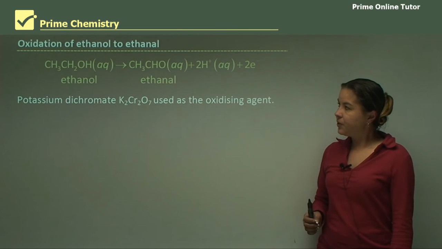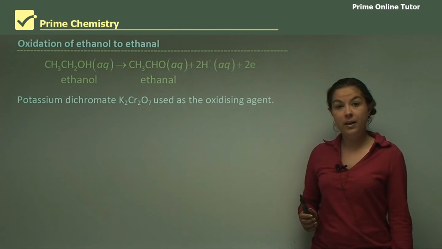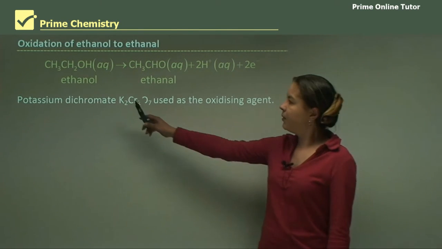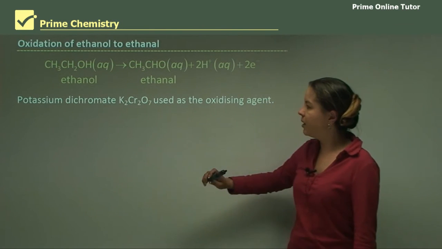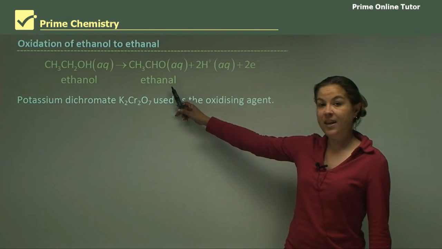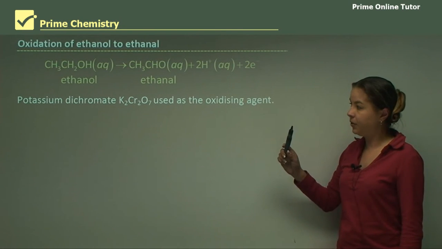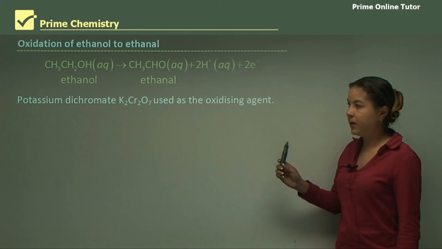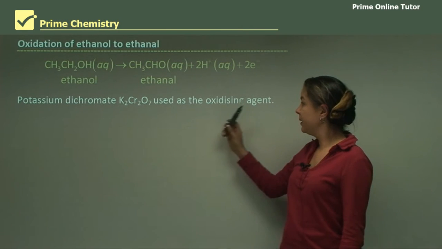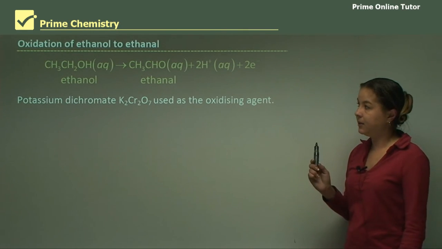So let's look first at oxidation of ethanol to ethanal. If we start with ethanol and oxidize it, we get something called ethanal, and we get hydrogen ions and extra electrons. We use potassium dichromate, which is this compound here, as the oxidizing agent.